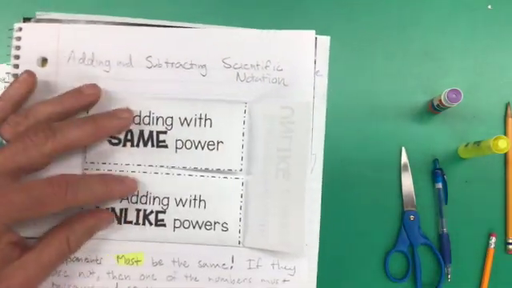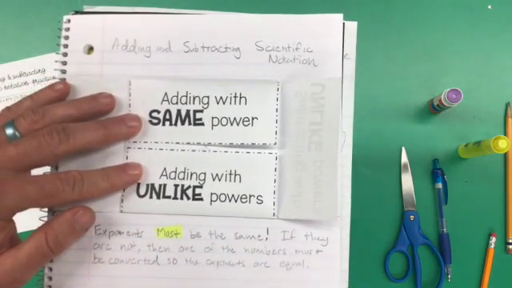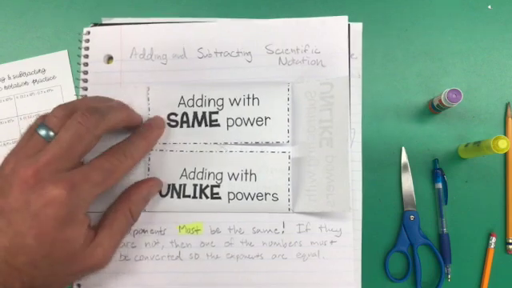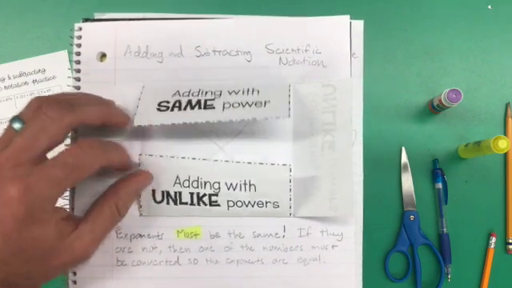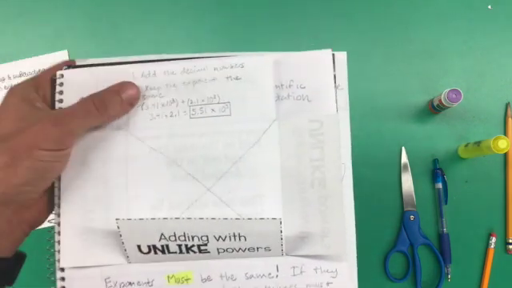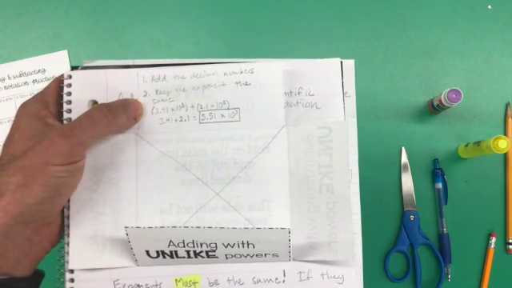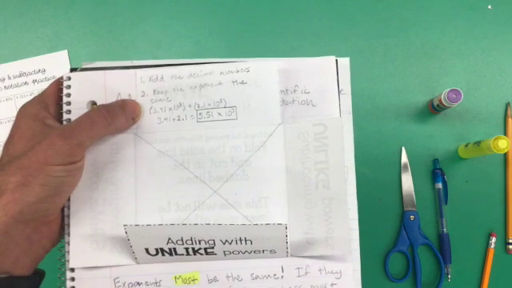So let's first talk about adding with the same power or adding with unlike powers. What we're really always hoping for is that they have the same power because it's so much easier. The rules and the notes I'd like you to put down are these. 1, add the decimal numbers, and 2, keep the exponent the same.